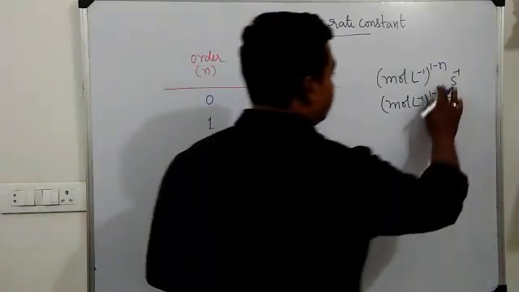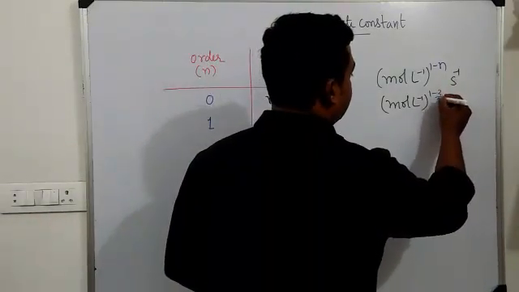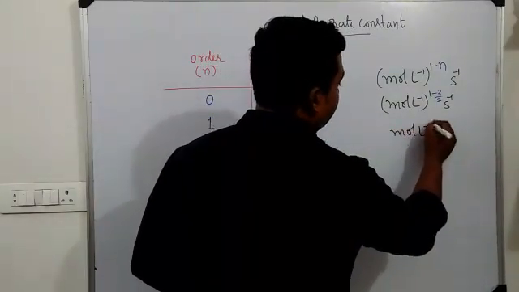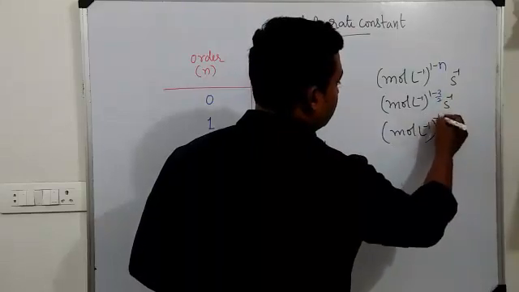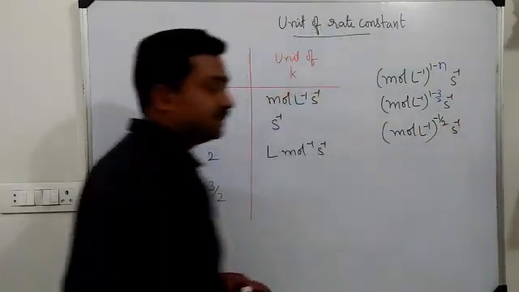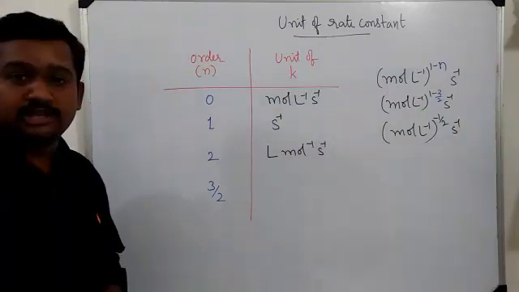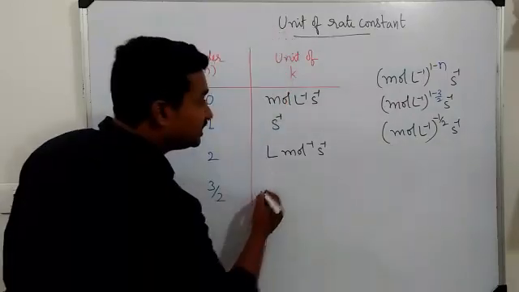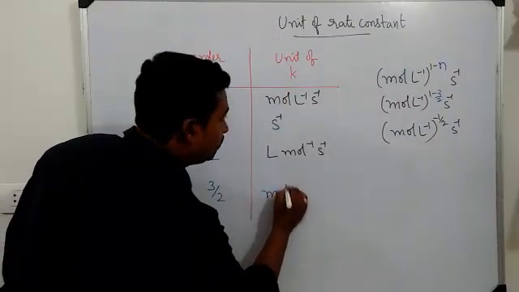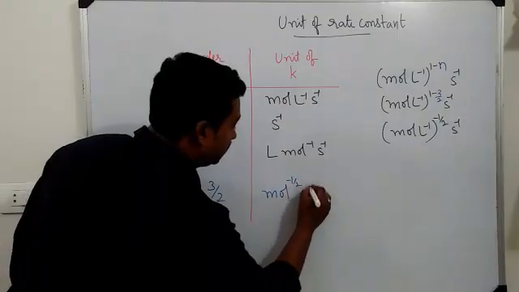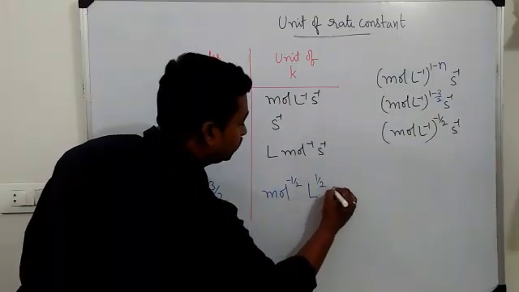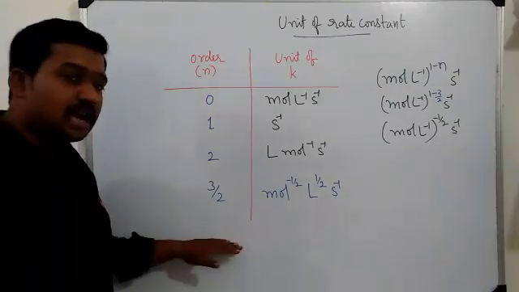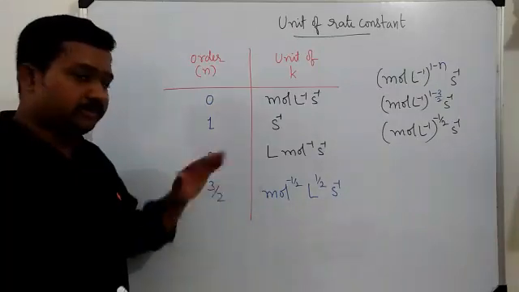Now I'll change this to a fraction, that is 1 minus 3 by 2. What remains? You can see mole per liter power minus 1 by 2 per second. If 3 by 2 is the order of reaction, that will be the final value. So the unit changes to mole power minus 1 by 2, liter power 1 by 2 per second. This will be the unit of rate constant, and this is how you can calculate the unit of rate constant for different order reactions.